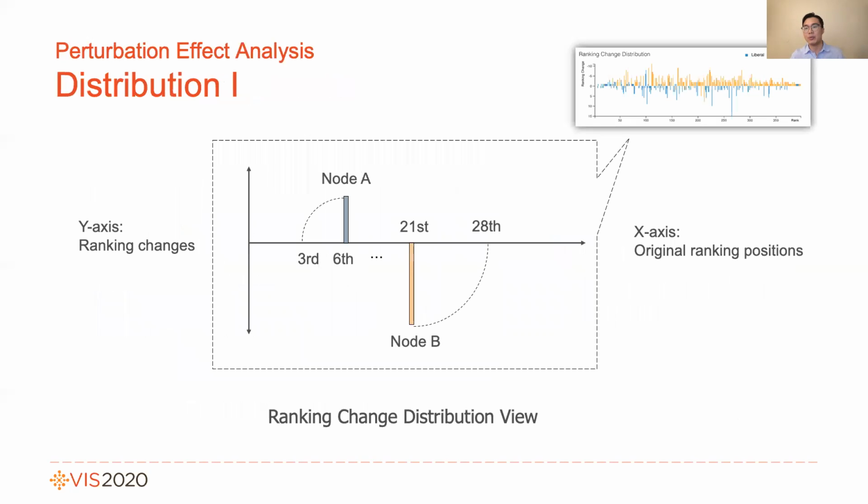To review the ranking changes in terms of distribution, we designed the radar ranking change distribution view, which is basically a bar chart with the x-axis showing original ranking position and the y-axis showing ranking changes for each node. We scale both axes so that if we rotate the bars by 90 degrees, we can infer the ranking positions of the nodes after the perturbation. The color is encoded as categories of the nodes.